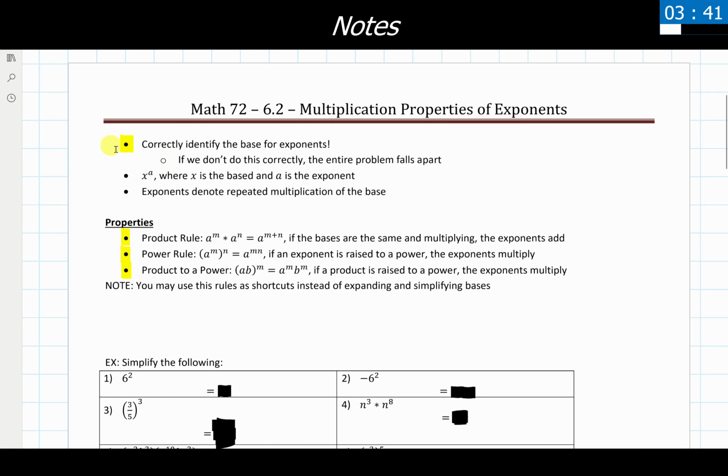But this particular bullet point up here, make sure this is your top priority as you are going through these problems. This will make or break every single thing that we do moving forward in this video.